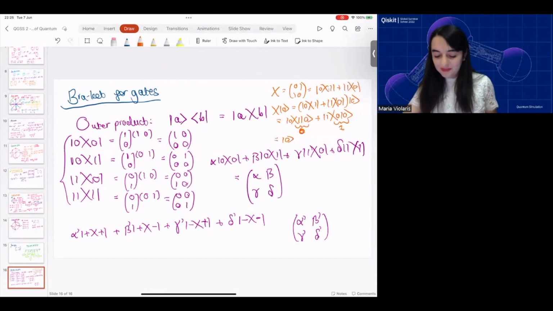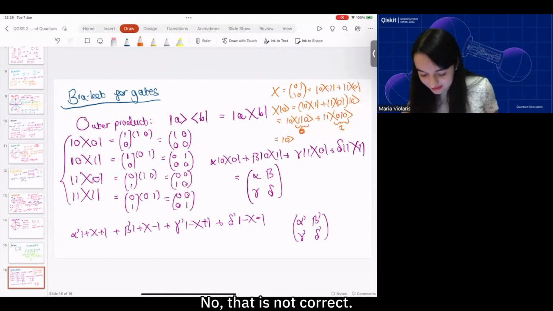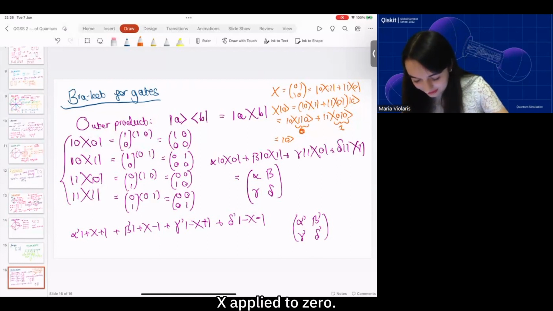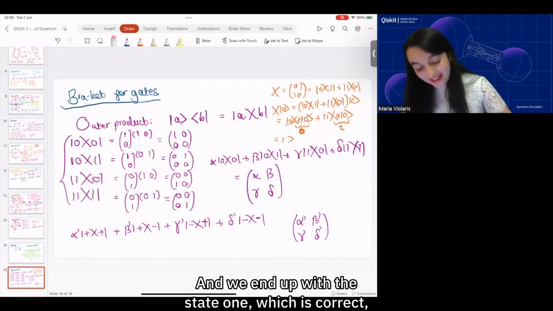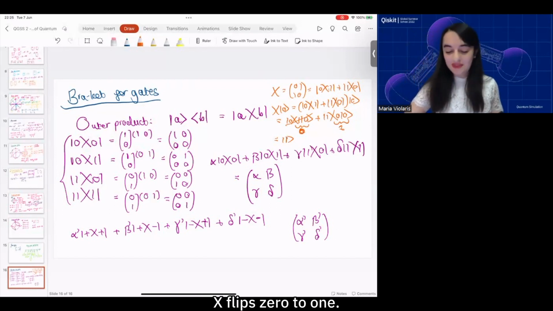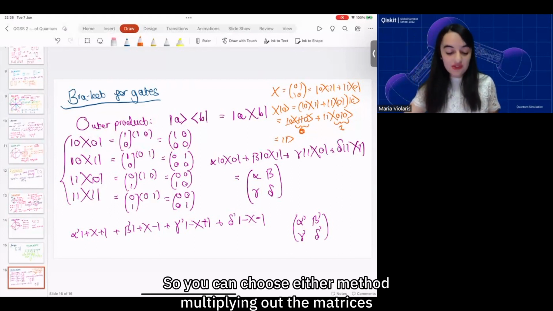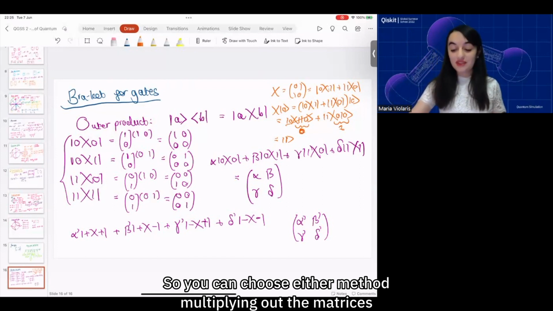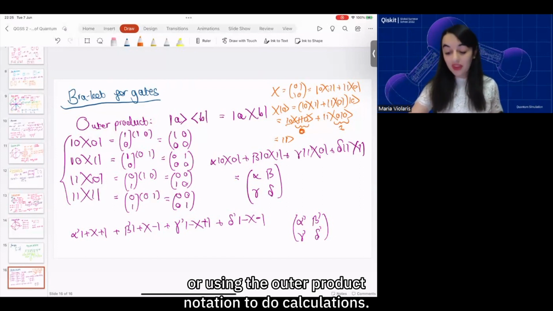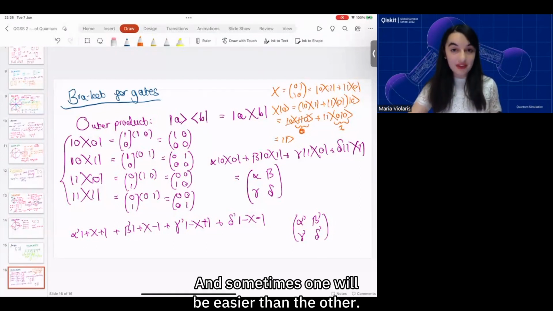No, that is not correct. X applied to |0⟩, we have that the 1 goes to 0, and we end up with the state |1⟩, which is correct. X flips 0 to 1. So you can choose either method, multiplying out the matrices or using the outer product notation to do calculations, and sometimes one will be easier than the other.